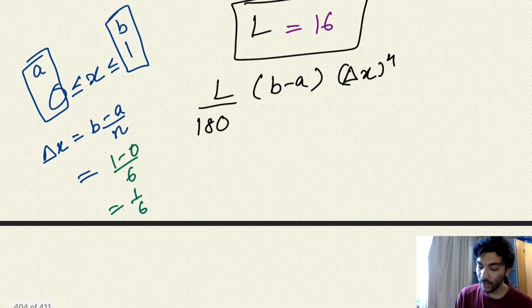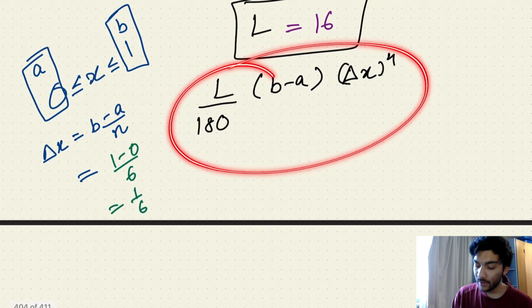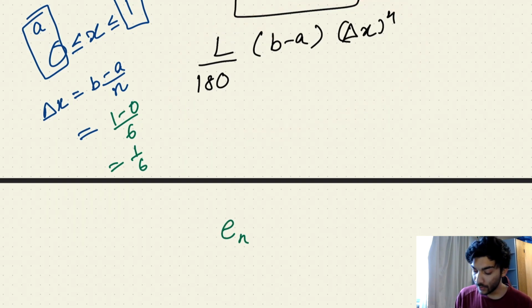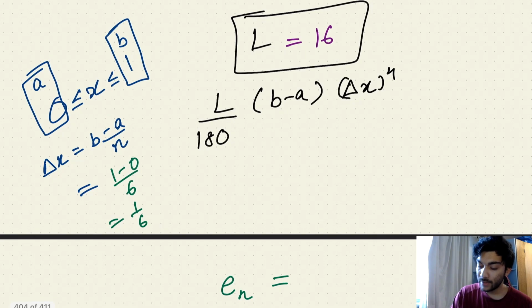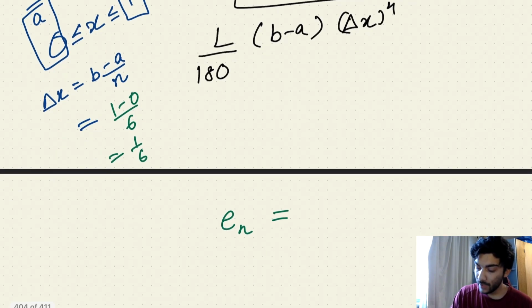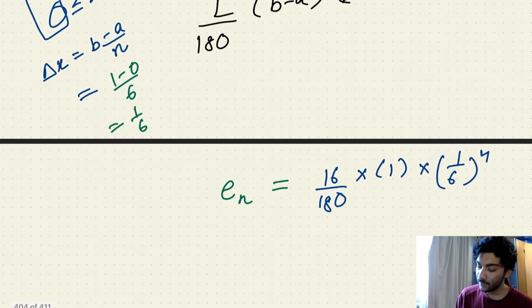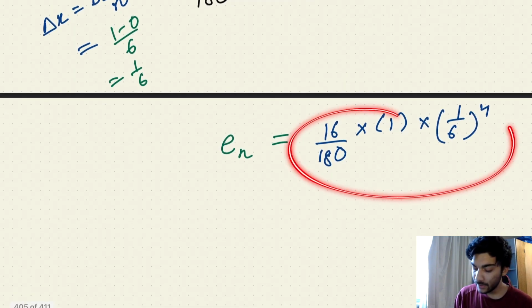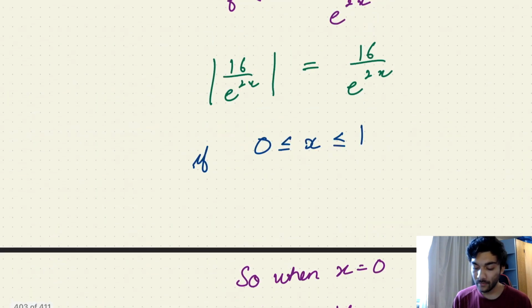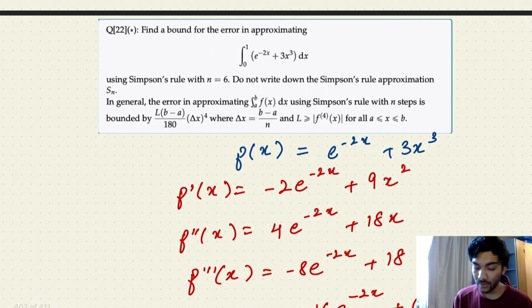So now if you want to calculate the error bound using this formula, which we also denote as En, it would simply be L, which we already calculated is 16. So it would be 16 upon 180 times b minus a, which is 1, times delta x, which is 1 by 6, and this to the power 4. So if you calculate this expression, you'll get the final answer, the bound for the error in approximating this integral using Simpson's rule.